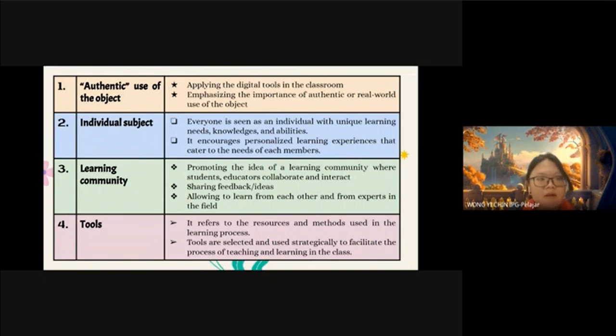And the third one is learning community. So learning is not a process to do alone. The theoretical learning model promotes the idea of a learning community where the students, the educator, and also the other stakeholders collaborate and interact. So this community can provide support, can provide the feedback, and also the ideas for allowing the students to learn from each other and also from the experts in the field.